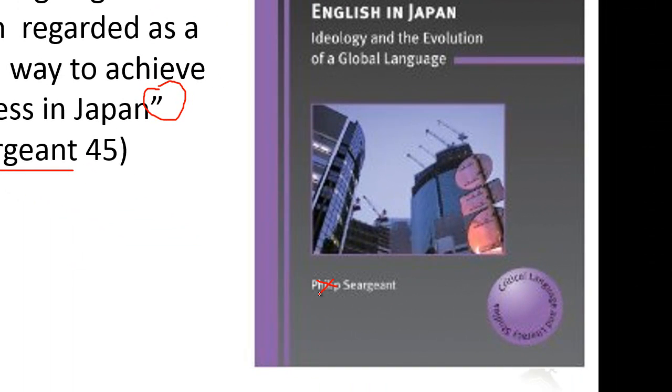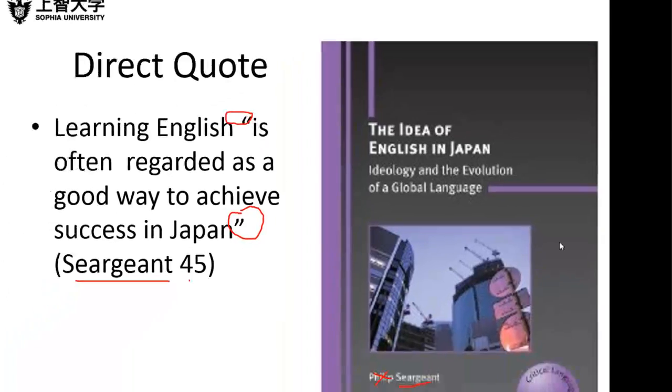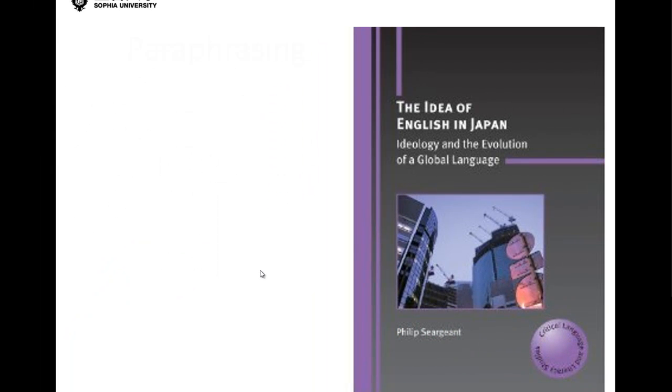Leave out Philip until you put the works cited. If you don't know whether someone's family name or first name is used, then you need to check, but it's usually quite obvious. And then this is the page number. Okay, so that's one way to cite directly, a direct quote.